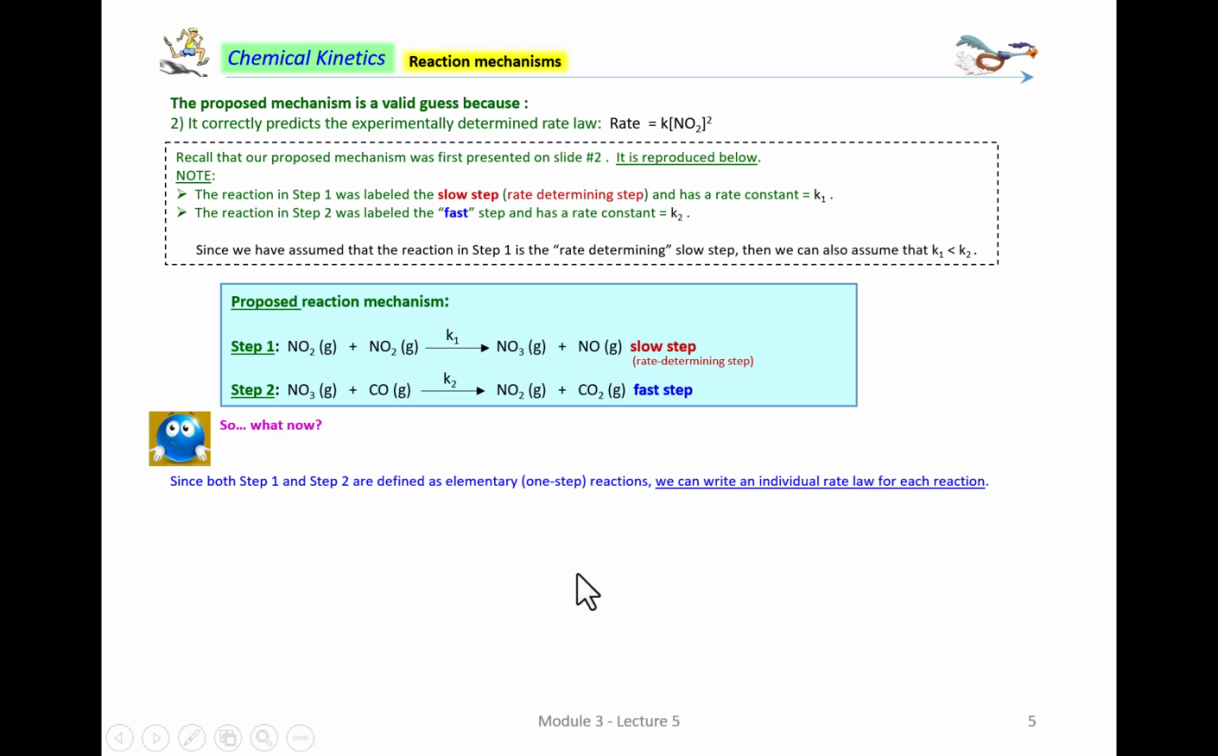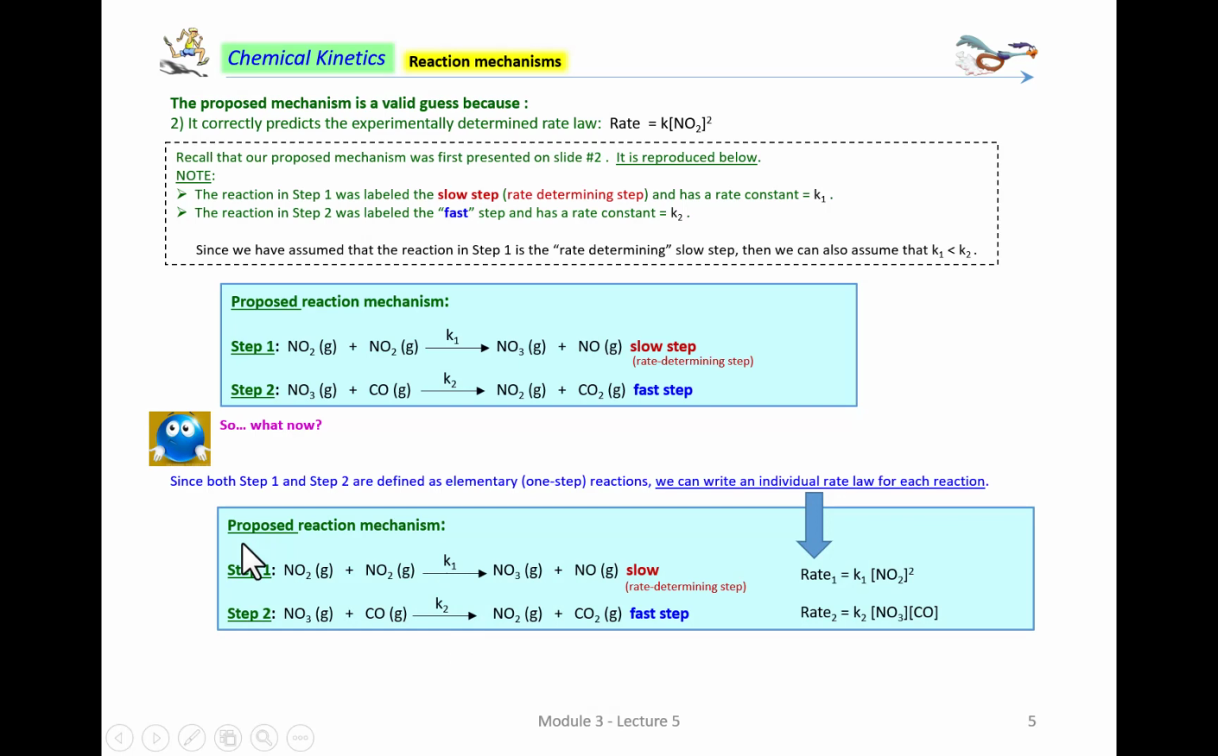Well, both step 1 and step 2 in the reaction mechanisms are defined as elementary one-step reactions. I've said this more than once, and you might ask why this is important. It's important because for an elementary one-step reaction, which you know is a one-step reaction, we can actually write an individual rate law for each reaction. Let me show you what I mean.